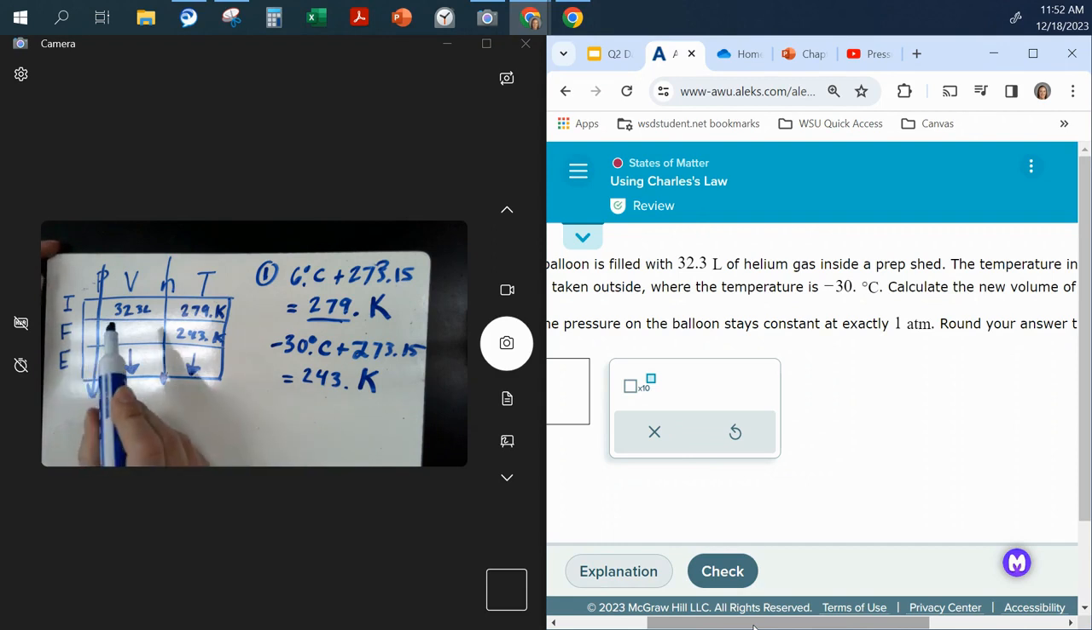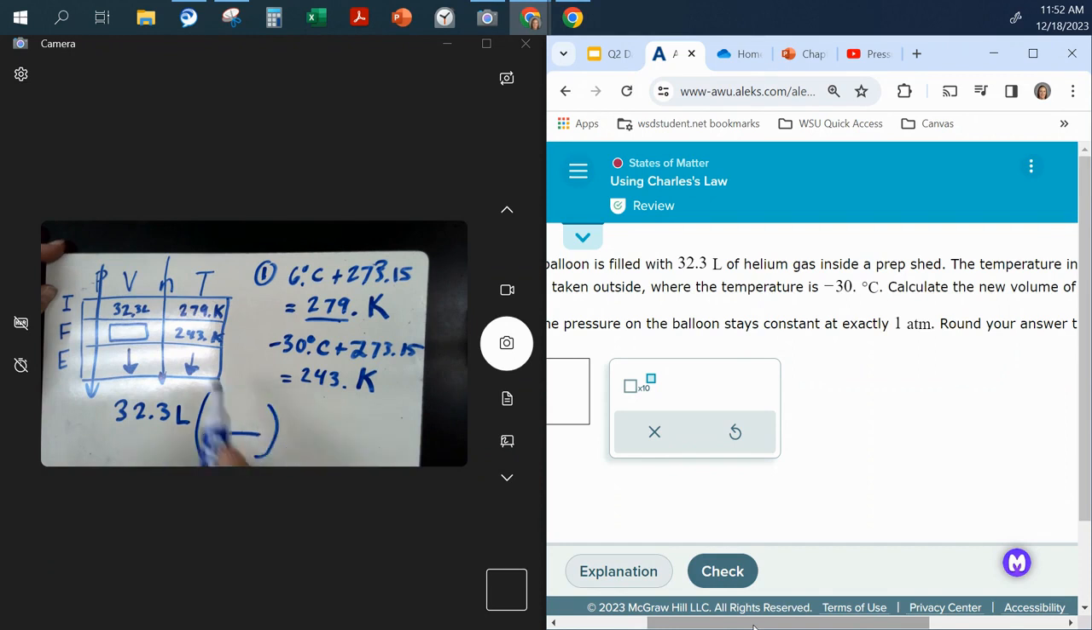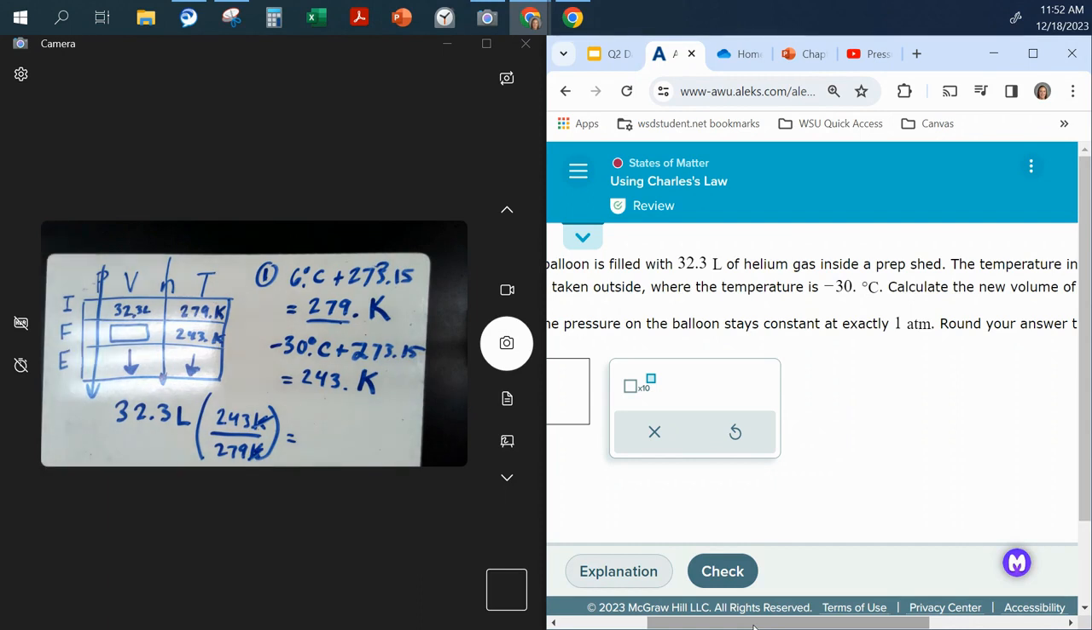So we need the volume. We're going to take that number, 32.3 liters, and then we need the volume to go down. So I'm going to make a fraction out of the temperatures and make this go down. What needs to go on the top to make this go down? 243 Kelvin needs to go on the top. What does this one have? That one just goes on the bottom. Kelvin cancels out, we'll get liters, and that's what we're looking for.